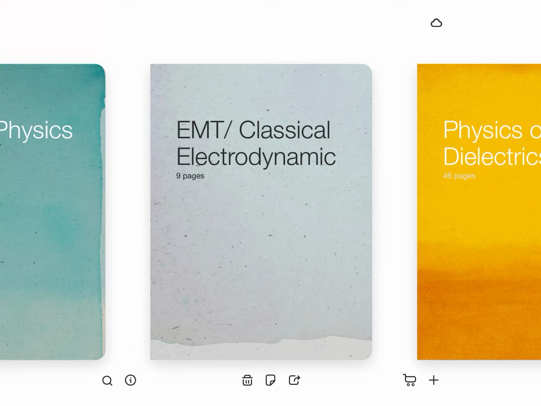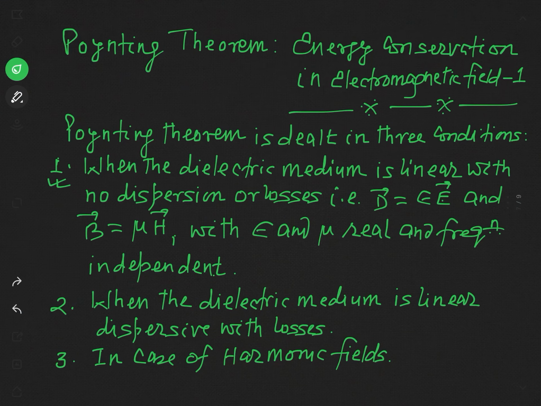After a brief review of Maxwell's field equations, today we are going to discuss a most important theorem, which is known as Poynting Theorem. In fact, Poynting Theorem is simply the energy conservation in electromagnetic field, and we will discuss this conservation principle while dealing with this Poynting Theorem. Actually, we deal with the Poynting Theorem in three conditions.